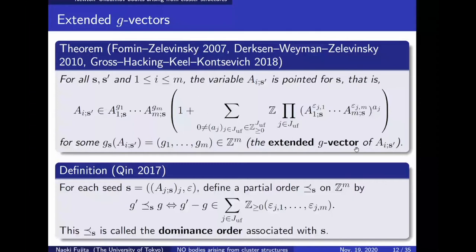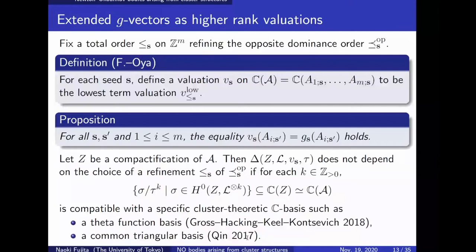This lowest term is lowest in terms of the dominance order, which is introduced by Qin. For each seed S, we define a partial order on the lattice as follows. g' is smaller than or equal to g if and only if g' is obtained from g by adding some row vectors of the exchange matrix. This partial order is called the dominance order. Let us consider its opposite and fix a total order on the lattice refining this opposite dominance order.